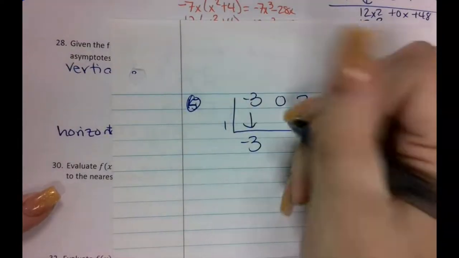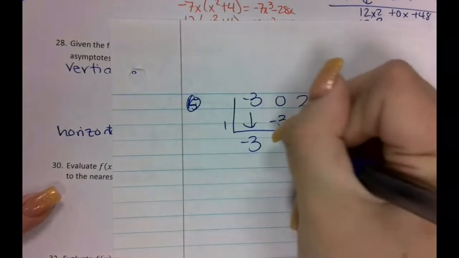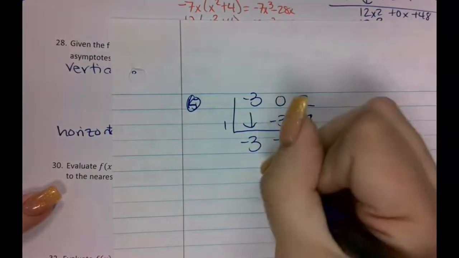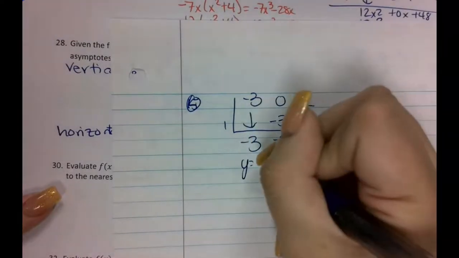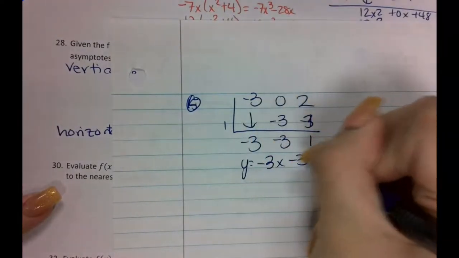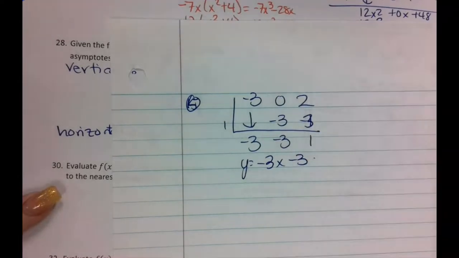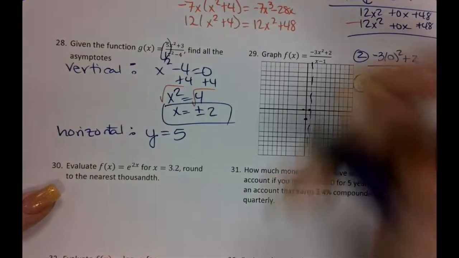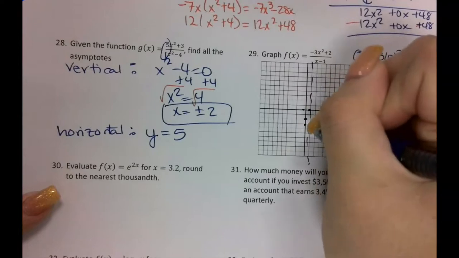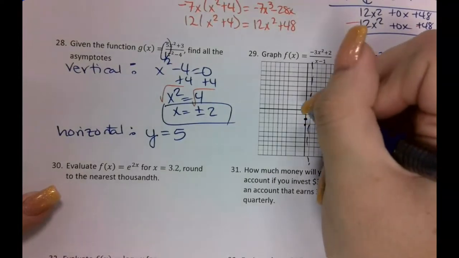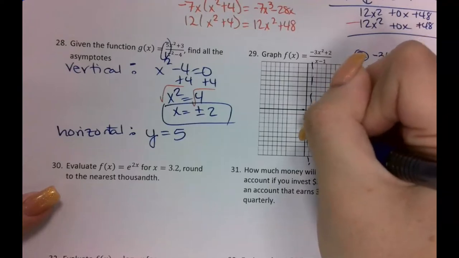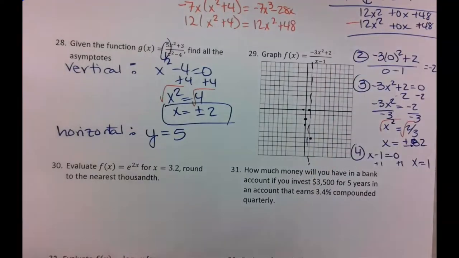Negative 3 times 1 is negative 3. If I rewrite this as the equation of a line, it's going to be y equals negative 3x minus 3. And then this number at the end does not matter. So I want to go ahead and plot this line. So I'm going to go down 3. My slope is negative 3, so I'm going to go 3 down from there: 2, 3. And then right 1. And I want to connect those 2 points.